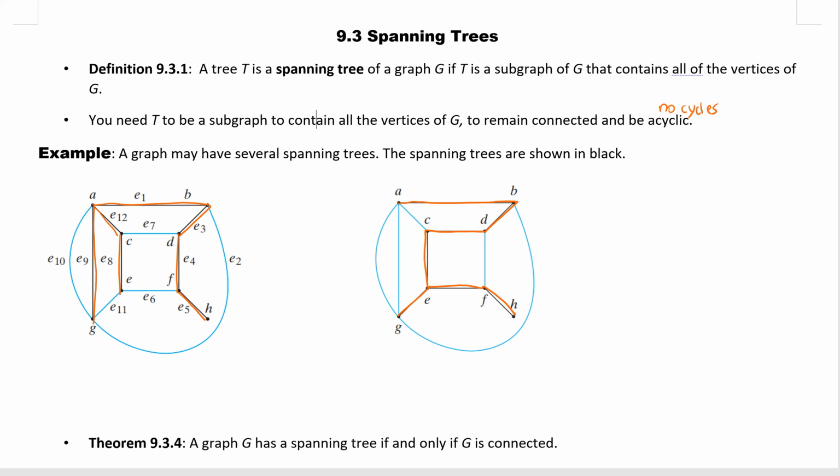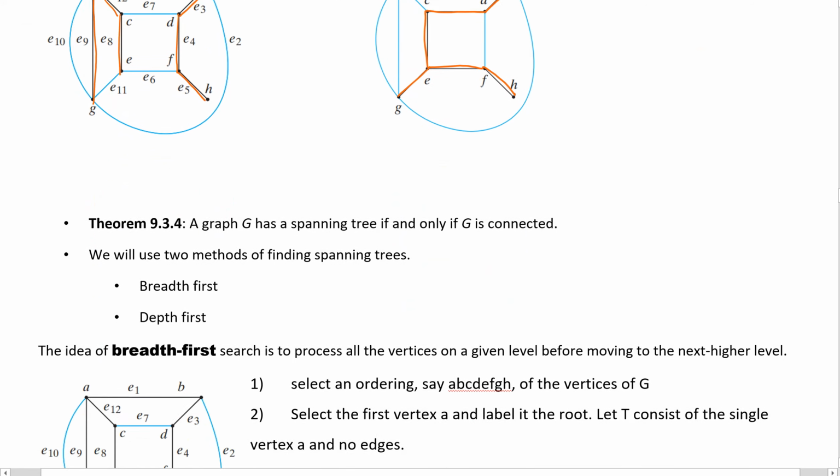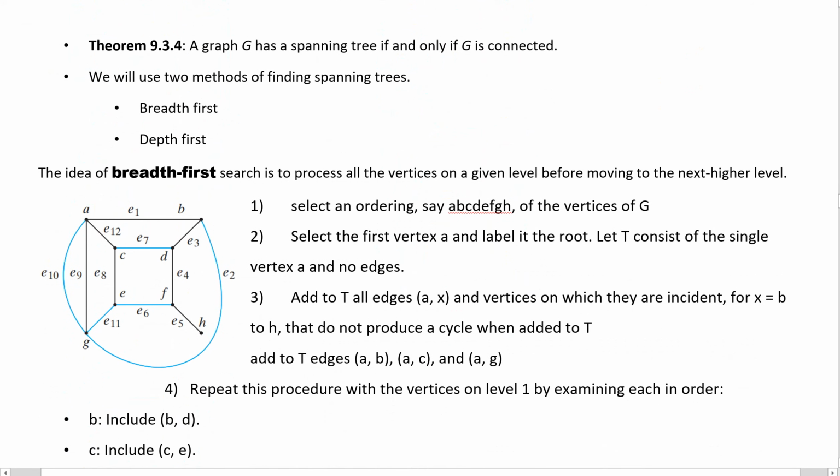Okay, so next theorem. A graph G has a spanning tree if and only if it is connected. Okay, so as long as the graph is connected, then we can find a spanning tree, which contains all the vertices of G. So in this session, we will introduce two methods of finding the spanning trees. First method is called breadth first. Second method is called depth first.